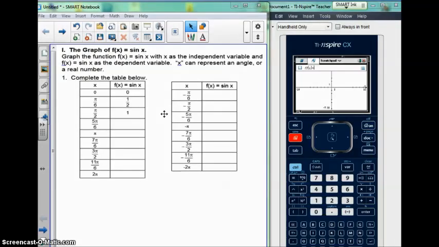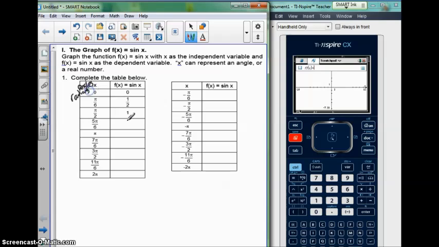Okay, so we're going to start our lesson on 3-1, which is all about the graphing of the trigonometric functions, and we're going to start with f of x equals sine x. So graph the function f of x equals sine x with x as the independent variable. So what we're saying is our x values are going to be our angles from the unit circle, and they are going to be our special angles in radians.